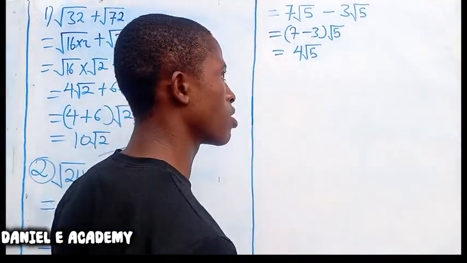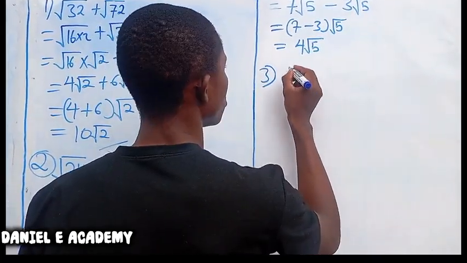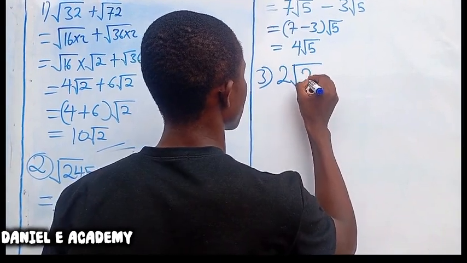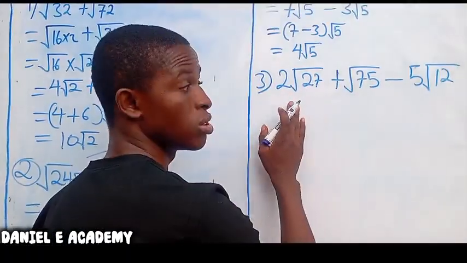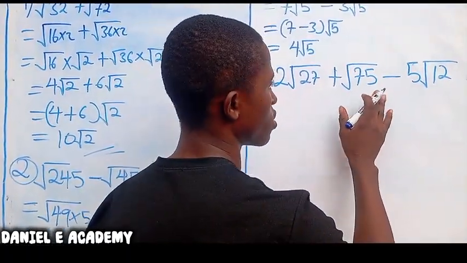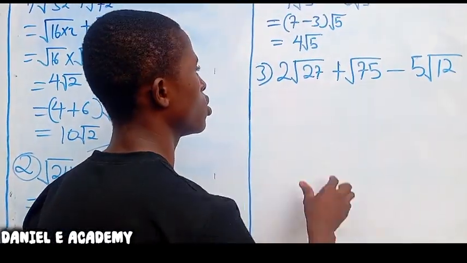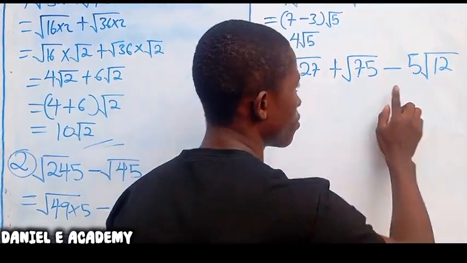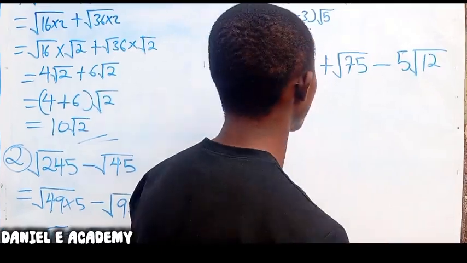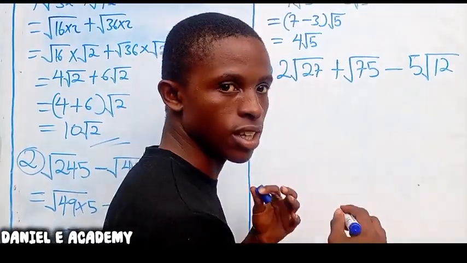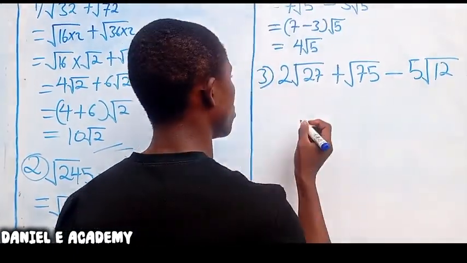That is a fast and easy method to solve this. So let's solve the last question: 2 root 27 plus root of 75 minus 5 root 12. How do we solve it? 27, 75 and 12 can be divided by 3. So that's how you do it: you look for what can be divided, and the second number is a perfect square.